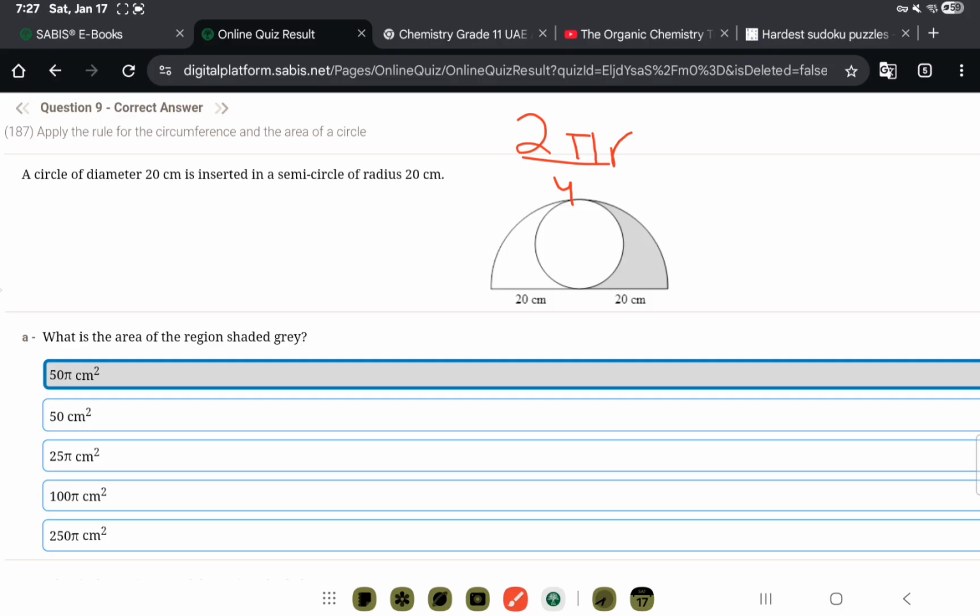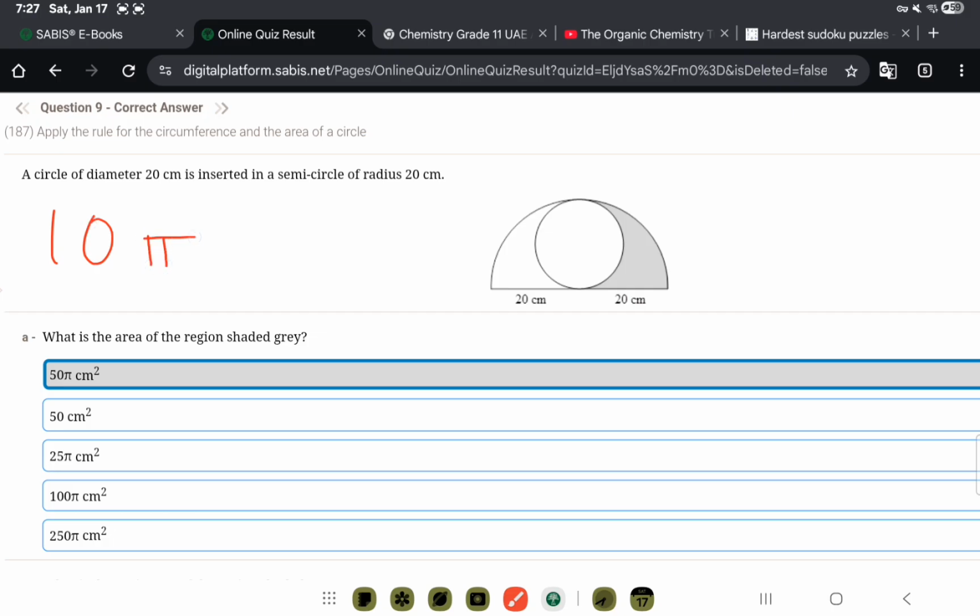Now, what is our radius? Our radius, we're talking about the big circle now. This big circle. We'll deal with the small circle later. So the big circle, our radius is going to be 20 square, 20. Okay, so just over 4. So I'm going to get that the perimeter, or the circumference, which is the same thing, of the big circle is 10 pi.